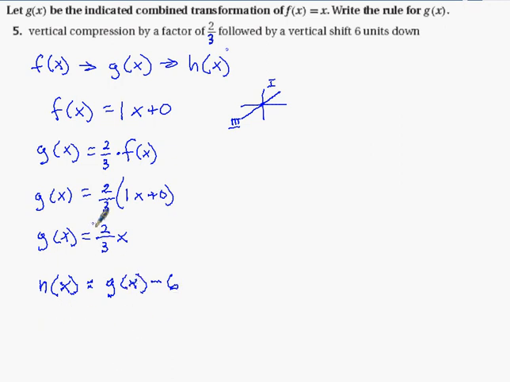But what is g of x? Well, it's 2/3 x. So we do a substitution. So we go h of x is equal to 2/3 x minus 6. Alright, so that is the rule. That is the rule for the finished product. So our finished product would be h of x is equal to 2/3 x minus 6. This is a vertical compression by a factor of 2/3. This is a shift down 6 units.